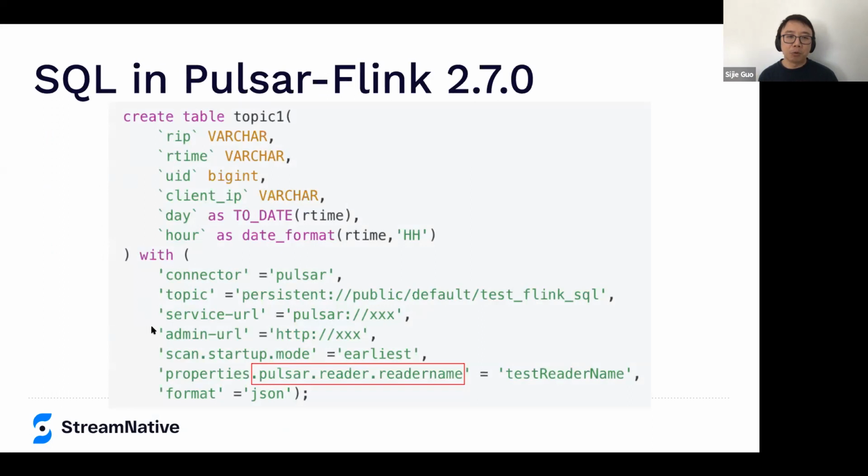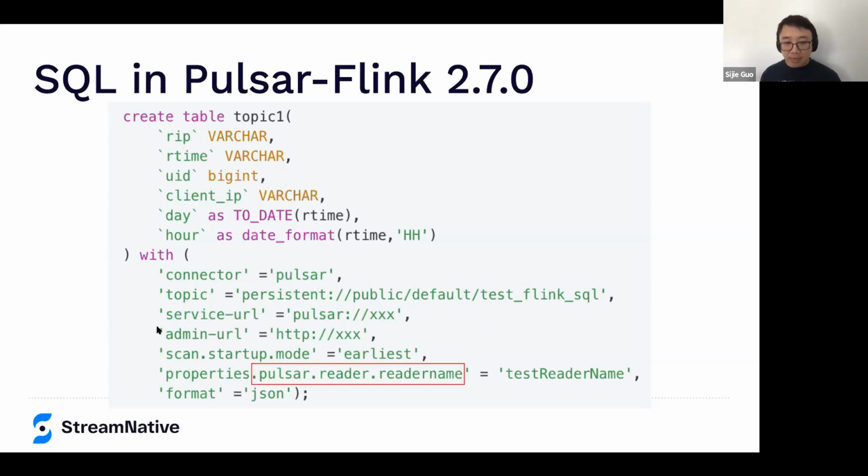2.7.0, it removes a bunch of the settings to make the properties you use to create a table become more clear. So you don't need to write a lot of duplicate code or settings in a SQL query.